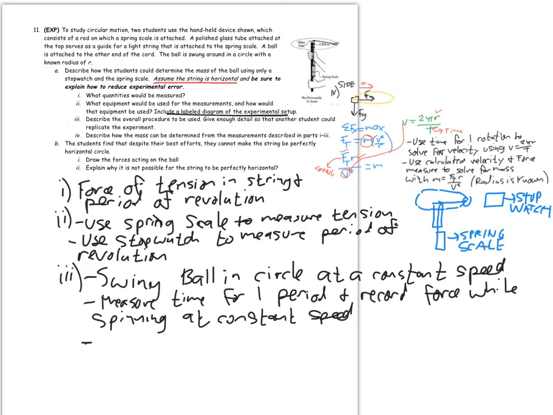The last thing I would say, and this really relates to this line here, explain how to reduce experimental error, is that we would repeat this several times, and ideally we would swing it at various constant speeds. Each time we are going to swing it at a constant speed, but changing that constant speed is only going to help our readings and shouldn't affect the mass of the object, obviously.